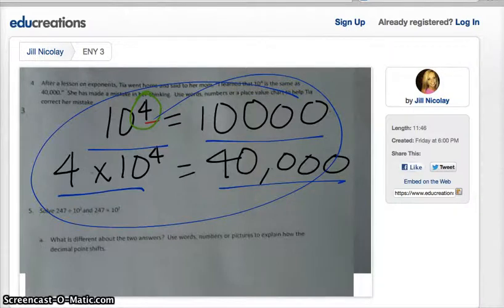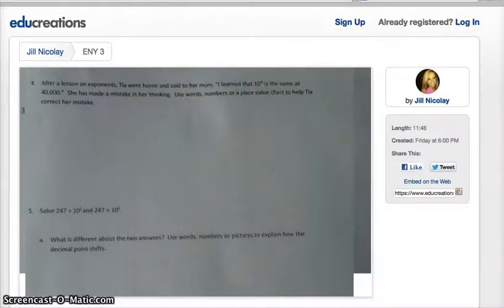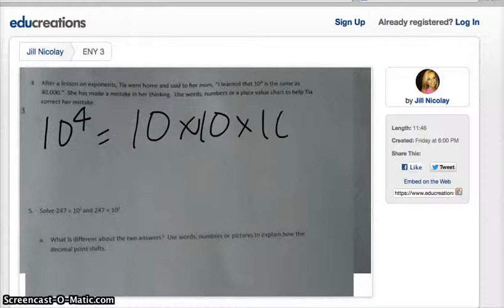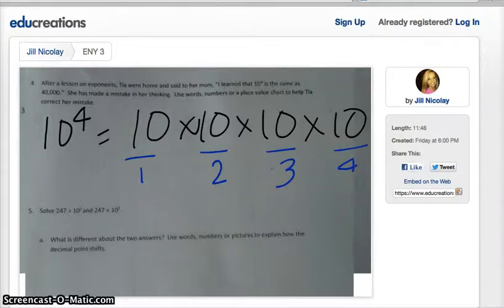And I am going to use a place value chart. Actually, I am going to use numbers first. 10 to the fourth power equals 10 times 10 times 10 times 10. There are 1, 2, 3, 4. There are 4 tens.